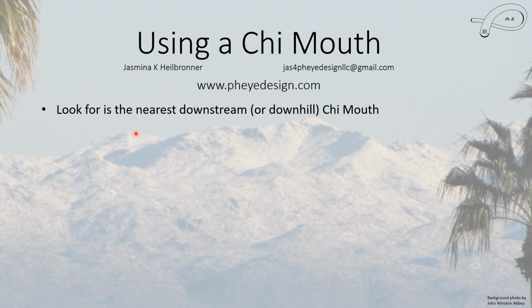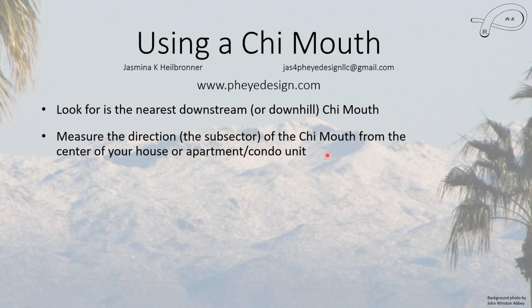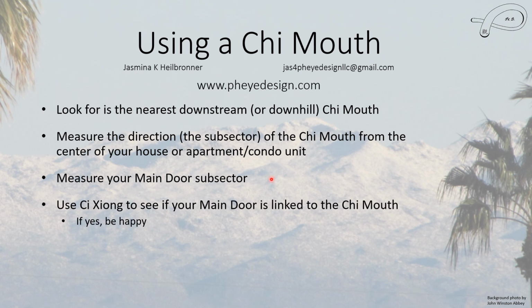The way you use a chi mouth is you look for the nearest downstream or downhill chi mouth. You measure the direction, that is the subsector of the chi mouth, from the center of your house or your apartment or condo unit. And then you measure your main door's subsector also from the center of your house or apartment or condo unit. Then you use Chi Hung to see whether or not your main door is linked to the chi mouth. That's what my Chi Hung video is all about. And if the answer is yes, be happy.